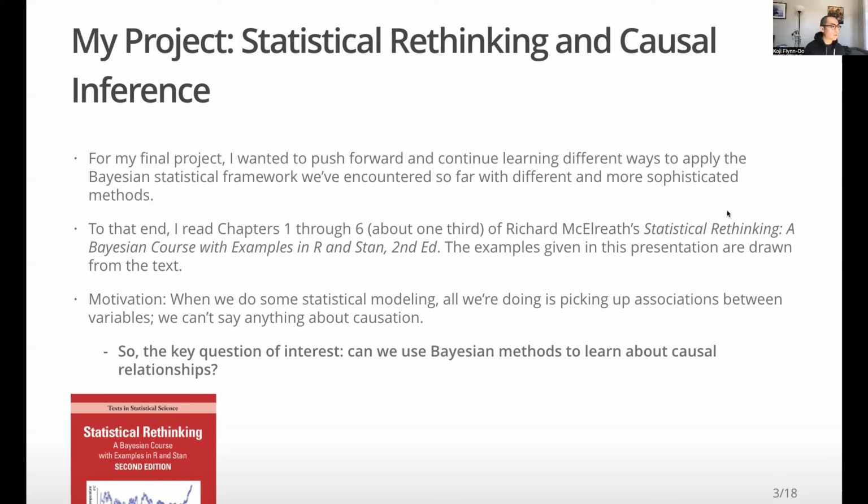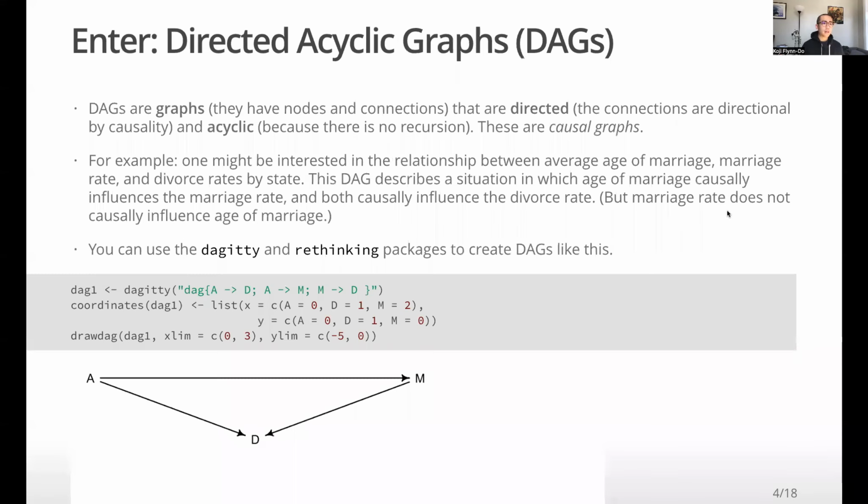And the motivation that I want to have here is that when we're doing statistical modeling, when we're running a Bayesian multiple linear regression, we're just picking up associations between the variables in our data set. Unless this is an experimental design that is especially carefully well run, we can't say much about causation at all. And so to me, the key question was, well, can we use Bayesian methods to learn about causal relationships? And it seems that in some cases we can.